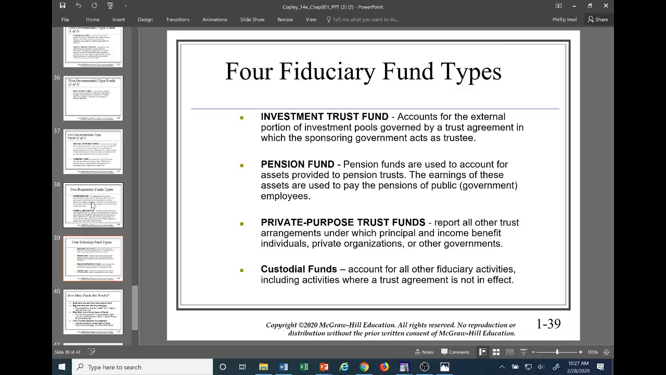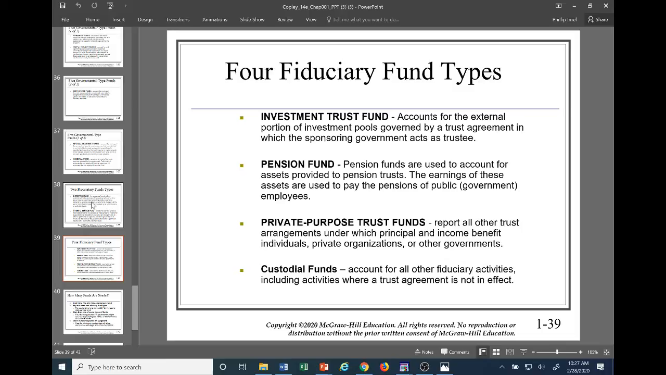Custodial funds, all other fiduciary activities where a trust agreement is not in effect. So that's kind of like the catch-all one, kind of like the general fund way. It's where there's not agreements. If it doesn't fall in one of these 3, then it's going to go to custodial, pretty much. That's a good way to think of that one.